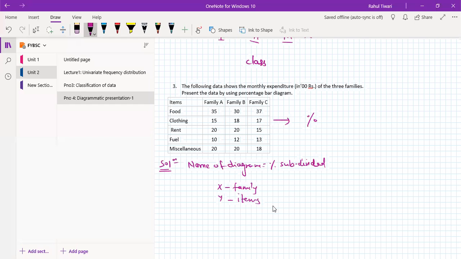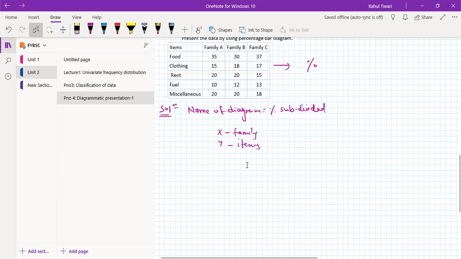तो आपको फिर से डेटा को लिखना पड़ेगा वापस से, because you have to show the calculation and you have to convert the data in terms of percentage. So one can go with this is percentage subdivided bar diagram. Let's go to the next example.